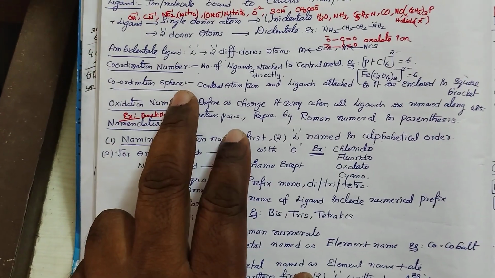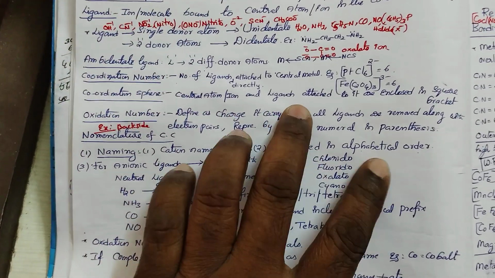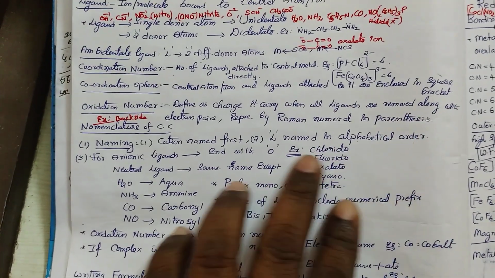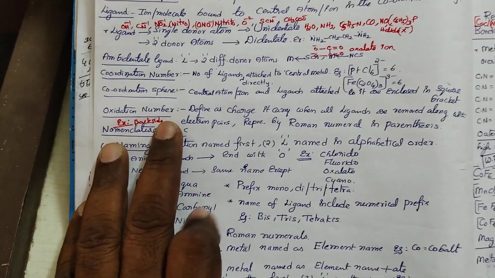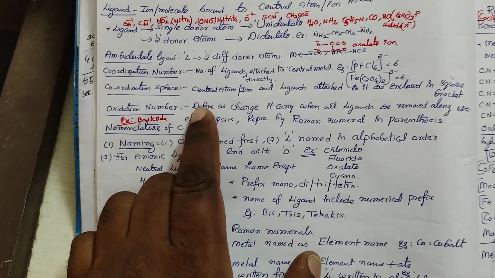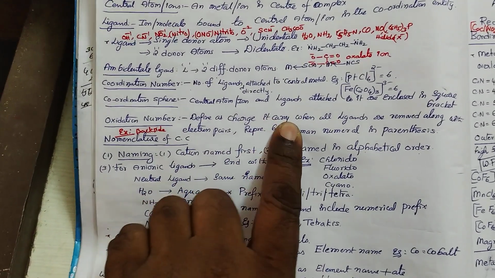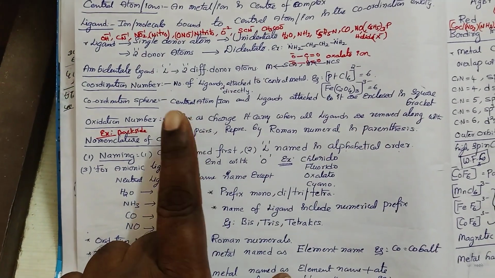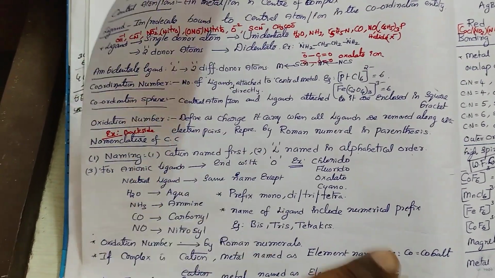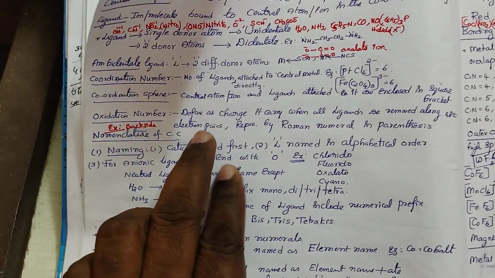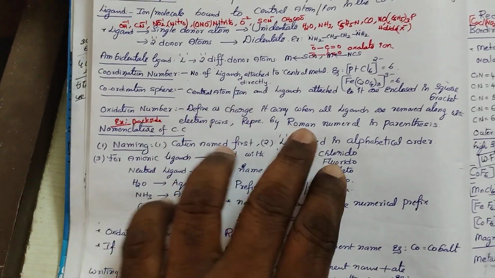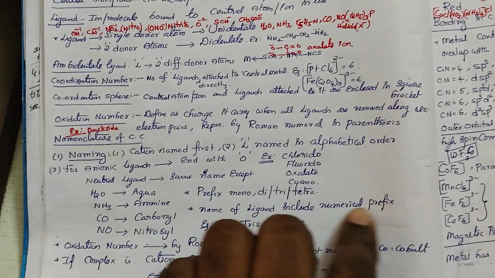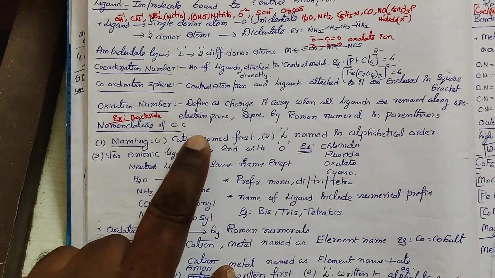What is meant by coordination sphere? The central atom or ion with the ligands attached to it, all enclosed in square brackets, is called the coordination sphere. Next, oxidation number. The oxidation number is the charge of a metal when all ligands are removed along with their electron pairs. The resultant charge of that metal is called the oxidation number. It is represented by Roman numerals in parentheses.